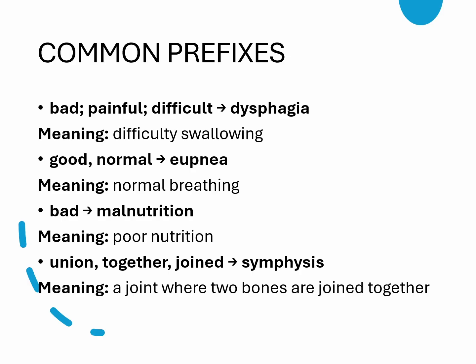Here are some examples. Dysphagia is difficulty swallowing. Eupnea is normal breathing. Malnutrition is poor nutrition or bad nutrition. Symphysis is a joint where two bones are joined together.